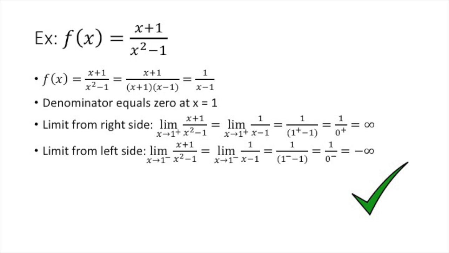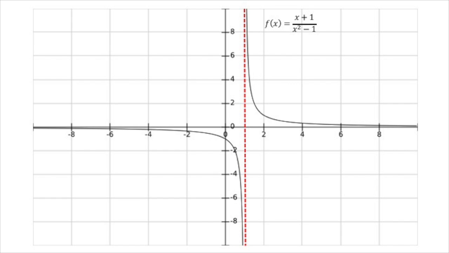Now let's make sure it makes sense with the graph. Going back to our graph for x plus 1 over x squared minus 1, we can see that as my x values approach 1 from the right, my y value approaches infinity. And when my x values approach 1 from the left, my y value approaches negative infinity. And this confirms what we found.